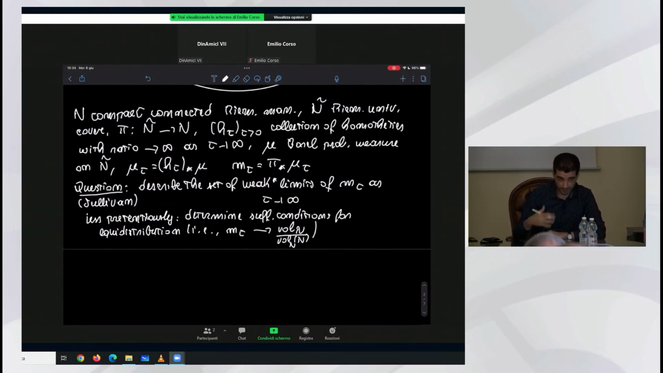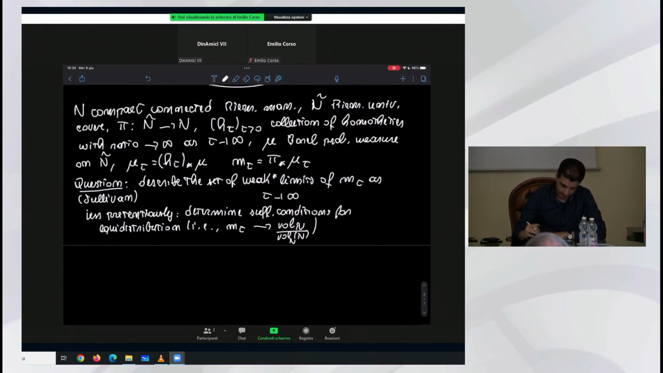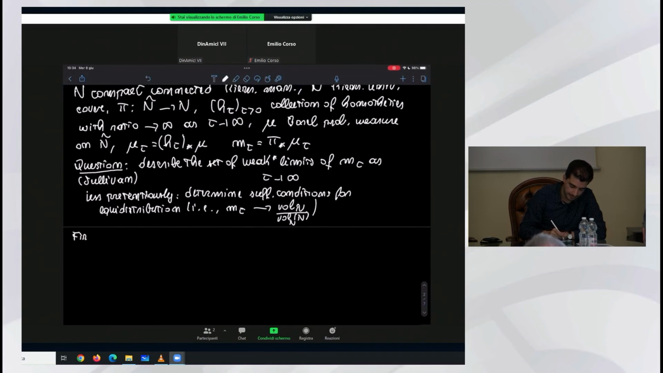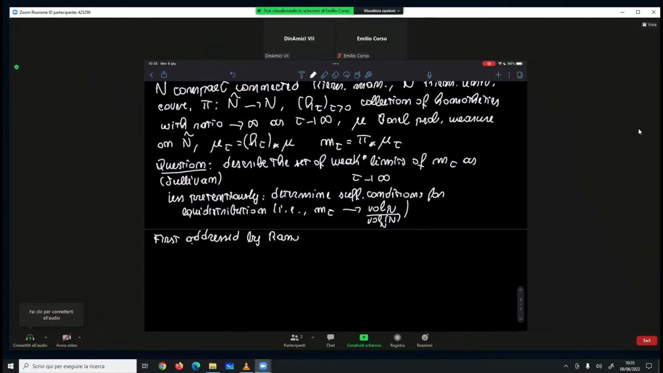Now, this question, as already mentioned by Mark, was first addressed by Bertrand Randall in 1984 in the setup of constant curvature. So both in the Euclidean and in the hyperbolic case.